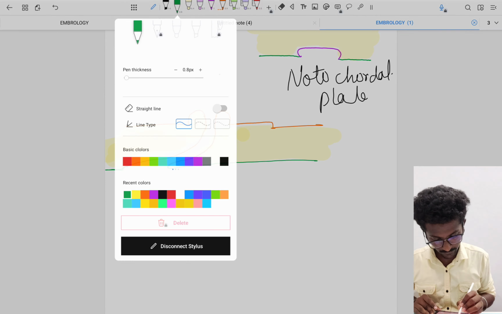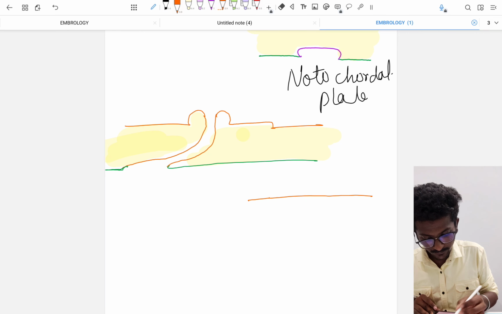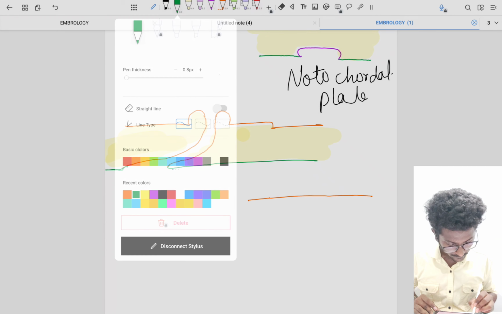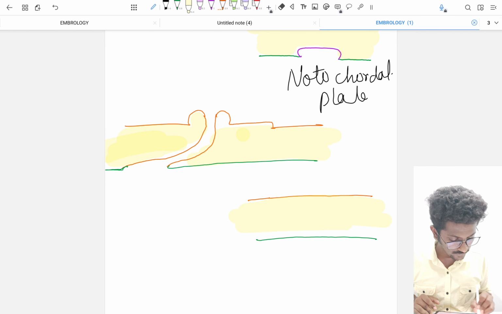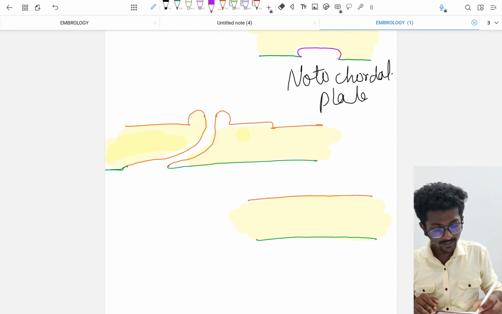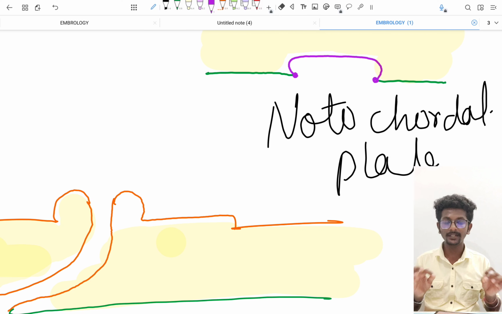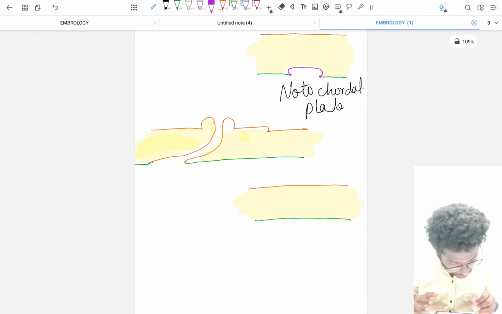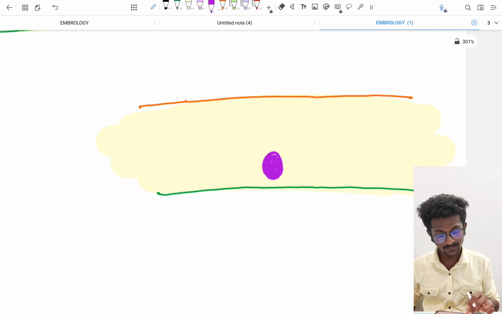So let's make the diagram for that now. This is the ectoderm, this is the endoderm, in the middle you have the intraembryonic mesoderm, and now these two ends are separated from the endoderm, and now they form a solid mass like structure over here. This is called the definitive notochord. I hope this is very clear to you guys.